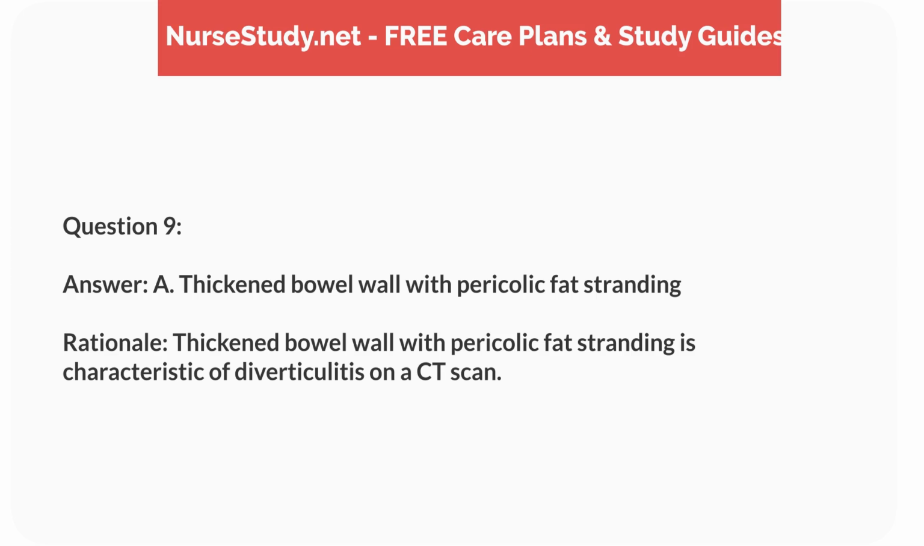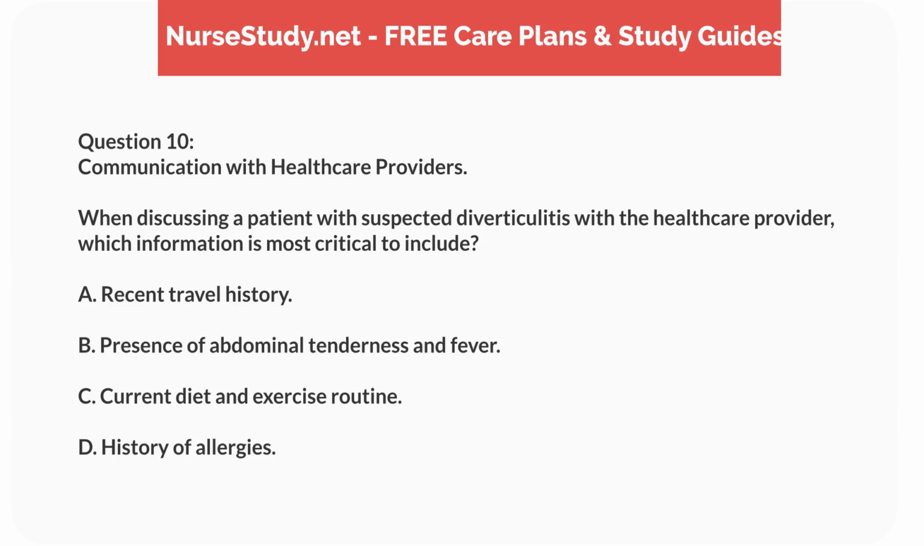Answer: A. Thickened bowel wall with paracolic fat stranding. Rationale: thickened bowel wall with paracolic fat stranding is characteristic of diverticulitis on a CT scan. Question 10. Communication with healthcare providers. When discussing a patient with suspected diverticulitis with the healthcare provider, which information is most critical to include?